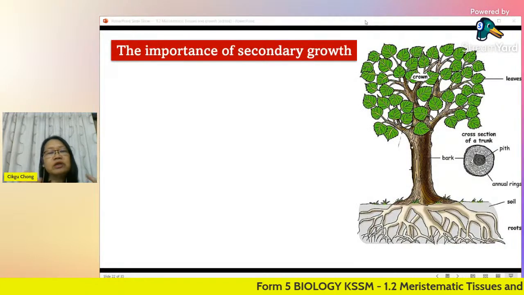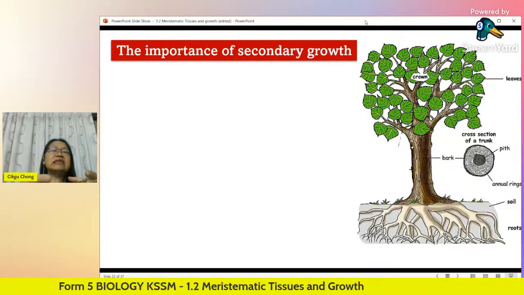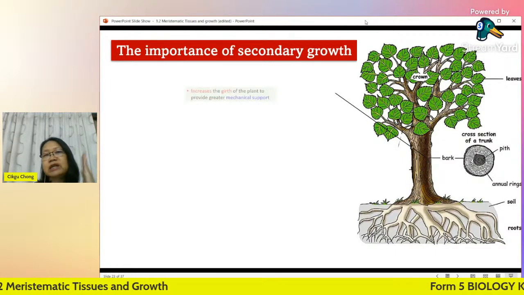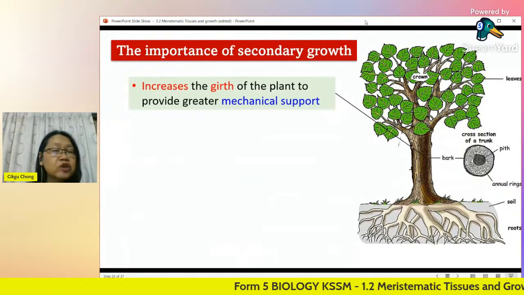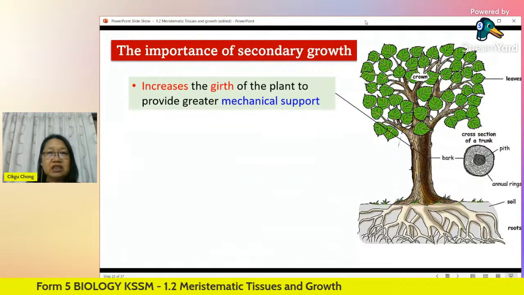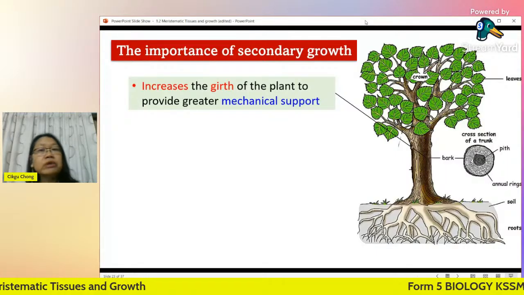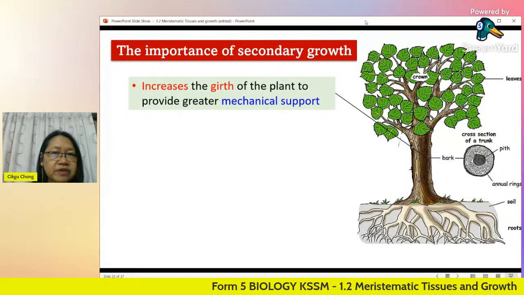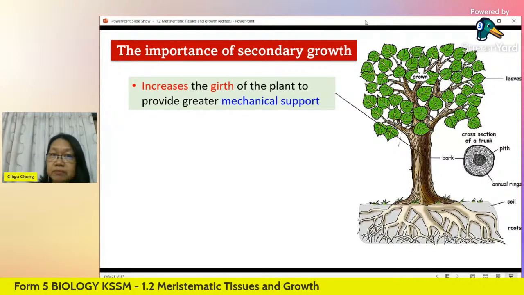And secondary growth. Why do you need a plant to grow in diameter, for the stem to become wider? Because if you only rely on length, the plant will be very tall and very skinny. Can you imagine a plant that is very tall and skinny? There is no strength to support it. So when the wind blows, the whole tree will snap, and that's the end of it, it dies already, right? So it increases the girth, or we call it the circumference or the diameter of the plant.